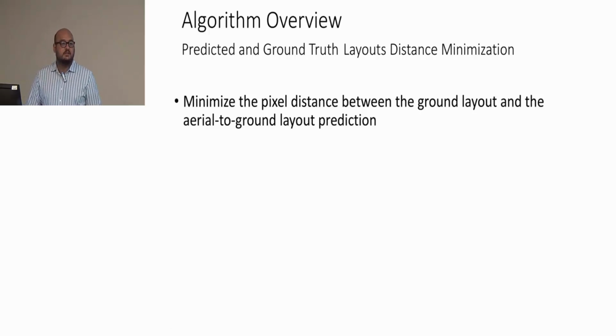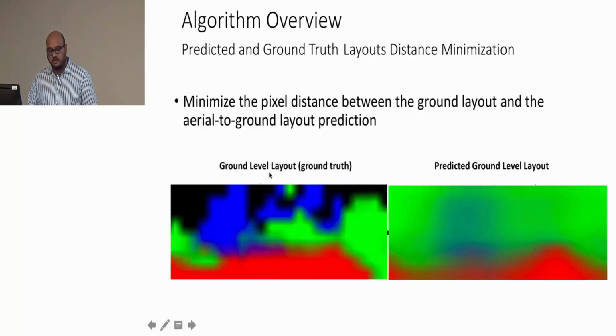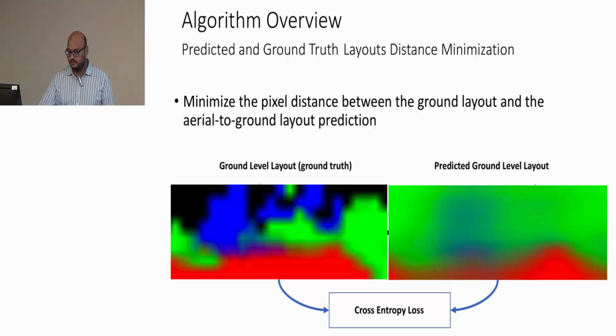How do we minimize the distance between the predicted layout and the actual layout which is being predicted by the SAGNet? We apply the cross entropy loss here, as we discussed earlier. This is the ground level layout which is given by the SAGNet, and this is the layout which is predicted from the aerial image after the application of that transformation matrix. We apply the cross entropy loss to this, and we get the corresponding loss. There are 4 classes.